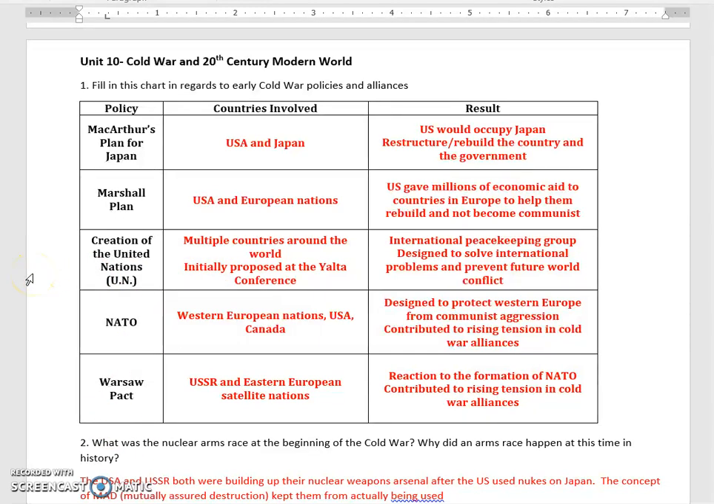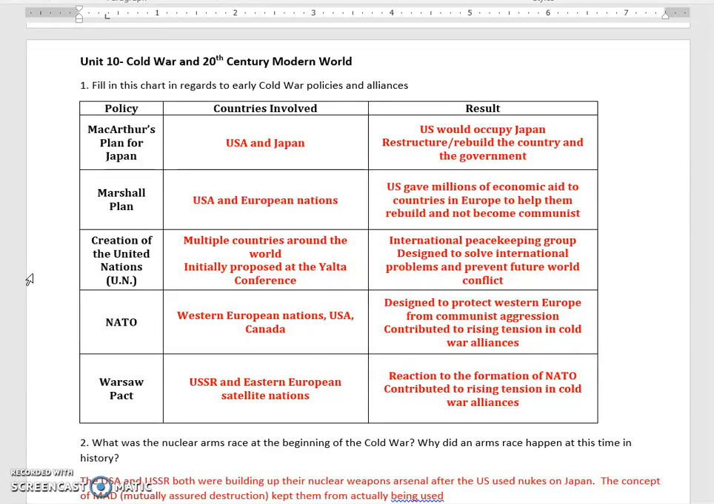The United Nations, it's an international organization, so there's lots of countries from around the world that are participating. The UN is designed to solve international problems and try to prevent future conflict. Now, not always successful, but it was certainly more successful than its predecessor, the League of Nations.